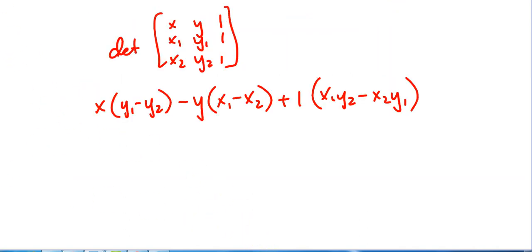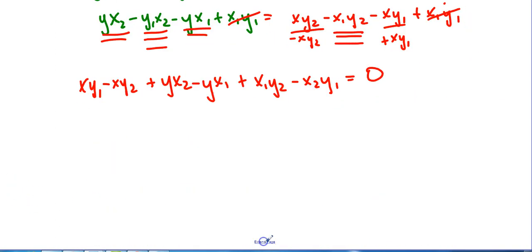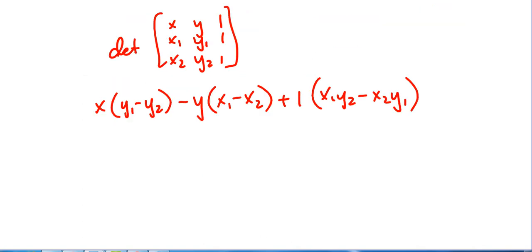Remember, what we want to get to is something that looks like this, because that is the determinant of that matrix. So in order to get to that, I need to have an x out front of a y1 minus y2. Well, that's easy. Just factor out an x. But what I'm left with on the inside is y1 minus y2. So that's done.